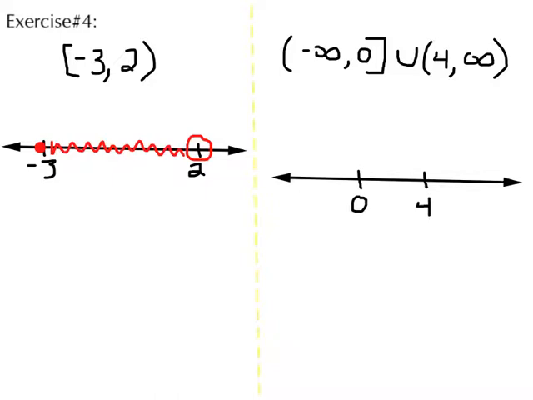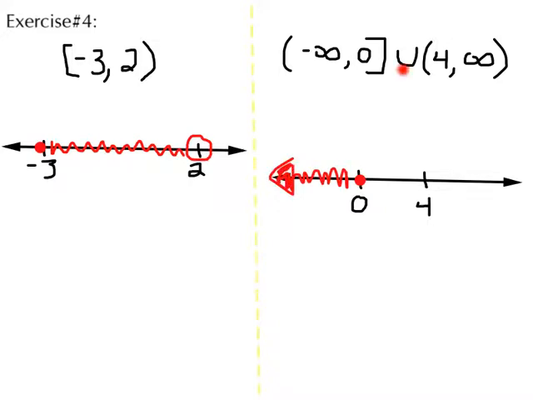It says that I'm going to have a closed circle on 0. I'm going to have a closed circle on 0 because of this bracket. It says that I'm going to shade to the negative infinity. So I'm going to shade to negative infinity, put a nice big arrow on that.